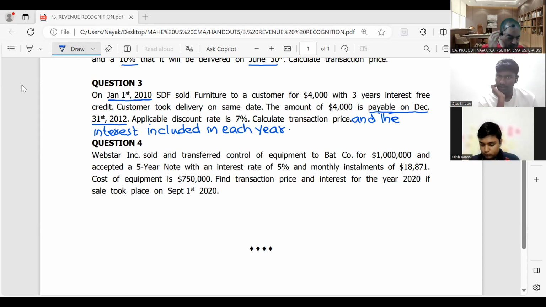Sir, in this question, the transaction took place on September 1st, no? So only for 4 months will the interest be accounted for, because it is asked for transaction price and interest for the year 2020. Yes, September, October, November, and December, interest will be calculated for 4 months. Okay, sir. So for the year 2020, it was applicable from 1st September to 31st December.